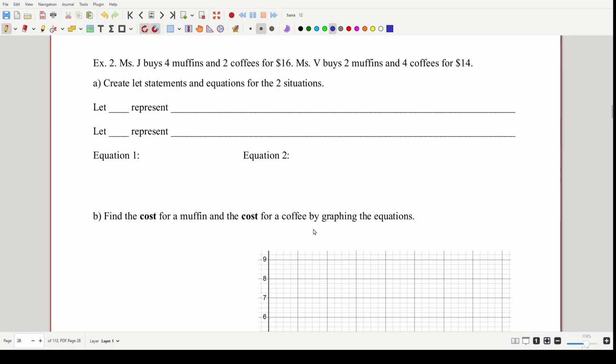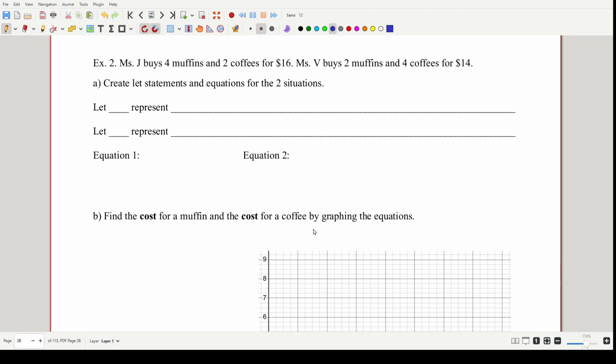So we have Miss J. I'm not going to tell you who that is, but I'm sure you can figure it out if you go to our school. So Miss J buys 4 muffins, and she also buys 2 coffees. It cost her in total $16. Miss V also may or may not be a teacher at our school. Miss V buys 2 muffins and 4 coffees. It cost her $14 though.